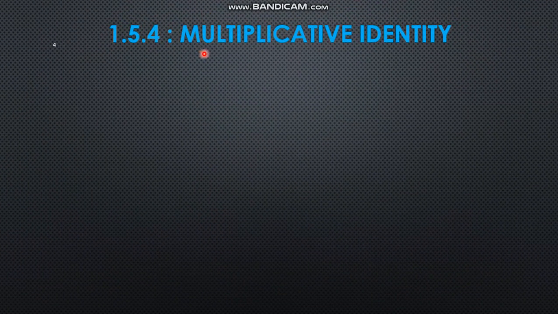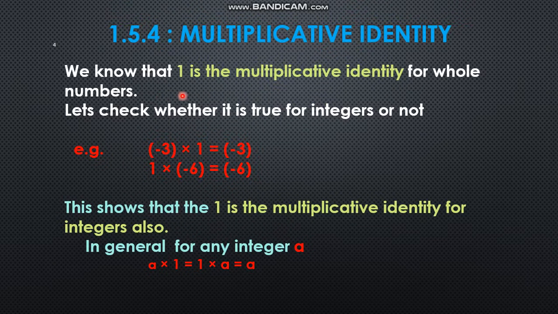Okay, so the next property is the multiplicative identity. Now we know that when any whole number is multiplied by 1, we get the number itself. मतलब आप किसी भी नंबर को जब 1 से मल्टीप्लाई करते हो तो आंसर क्या आता है? वही नंबर मिलता है आपको. So same in case of integers or not, let us check. For an example, multiply any integer by 1, like negative 3 multiplied by 1, 3 ones are 3, which is negative 3. Now 1 multiplied by negative 6, again the answer is negative 6.